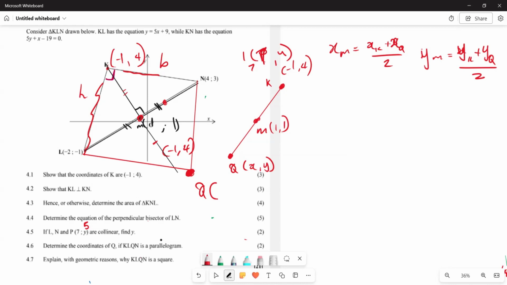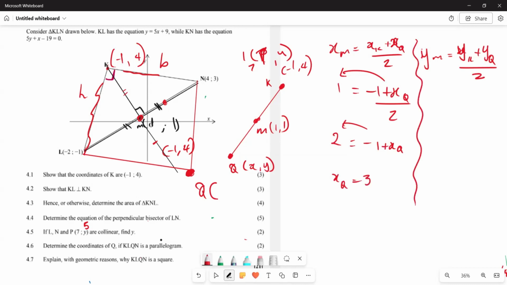Now, what is going to be the midpoint? Remember, this was 1, which is equal to the x of your k, which is negative 1, plus the x of your q, over 2. Then when you transpose, what are you going to get? Can you see this is 2 equals negative 1 plus x of q. Then when you transpose this, your x of q is going to be equal to 3.